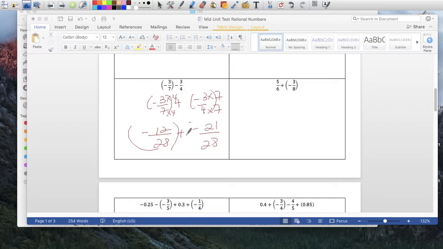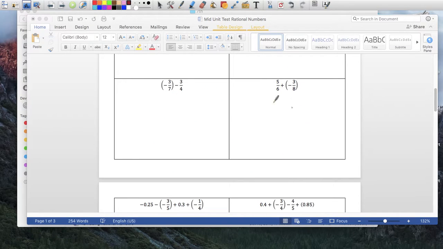So this is negative. This is negative. So the answer is going to be negative something, right? So amigos, they're friends. So 12 and 21 is 30 something, 33. Improper fraction, let's change this to a mixed number, sorry. 28 goes into 33 one time, 5 left over, 28 and negative.